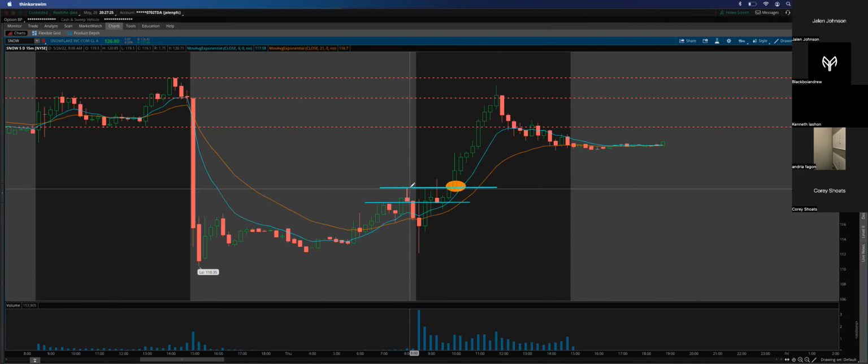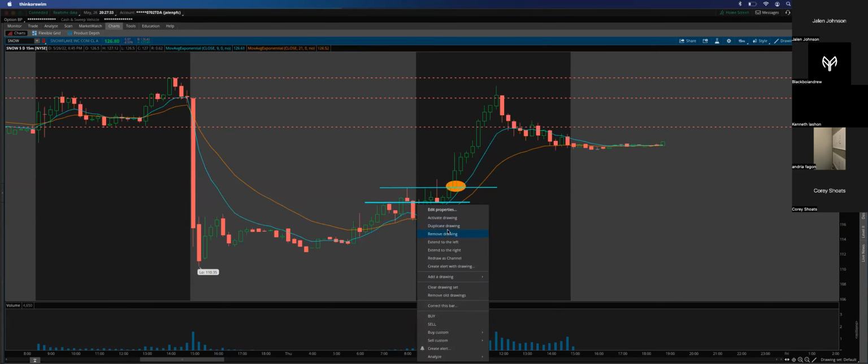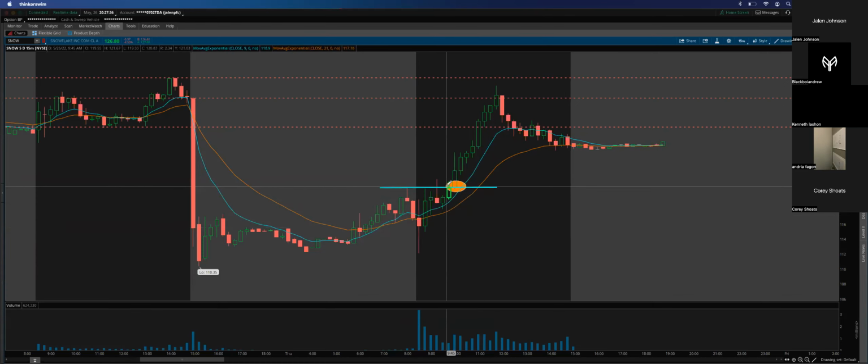But then again, we came back and we made another one. So I'm like, all right, that's probably even safer to take it right there. So then I went ahead, once it pulled back, then it broke that level, I took it.